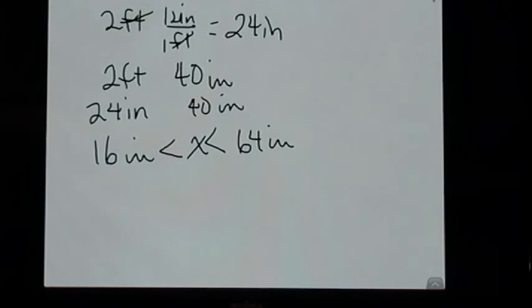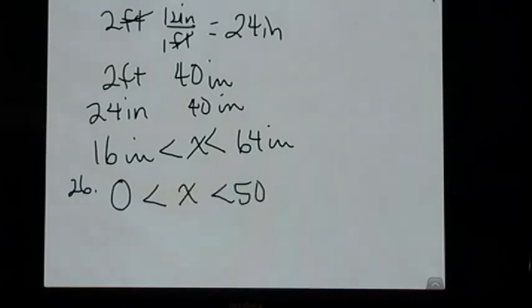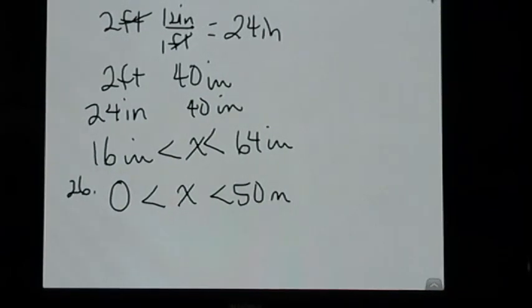Okay, if you have one that's 25 meters and 25 meters, this is number 26, the last side has got to be greater than 0 meters and less than 50 meters. You may look at that and think you can't do anything with it, but just do it the same way you do the rest of them.